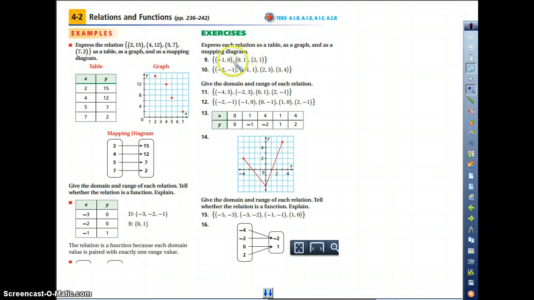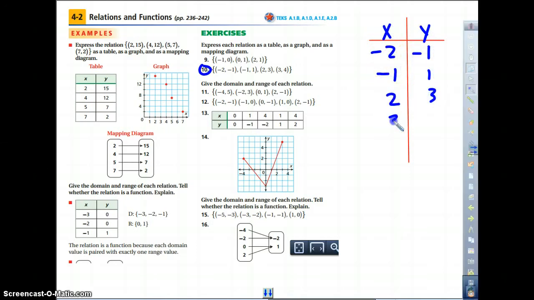All right, 4-2, number 10. Express each relation as a table, as a graph, and as a mapping diagram. Do I need graph paper? Yes. Okay, we're going to express number 10 as a table. It's an XY table. My X values, my Y values: -2, -1; -1, 1; 2, 3; and 3, 4. There's my table. Can you graph it?